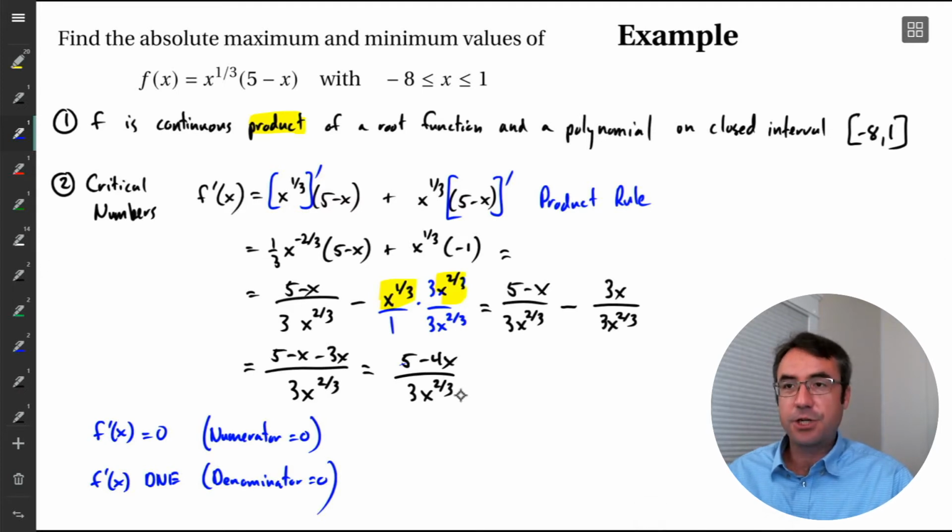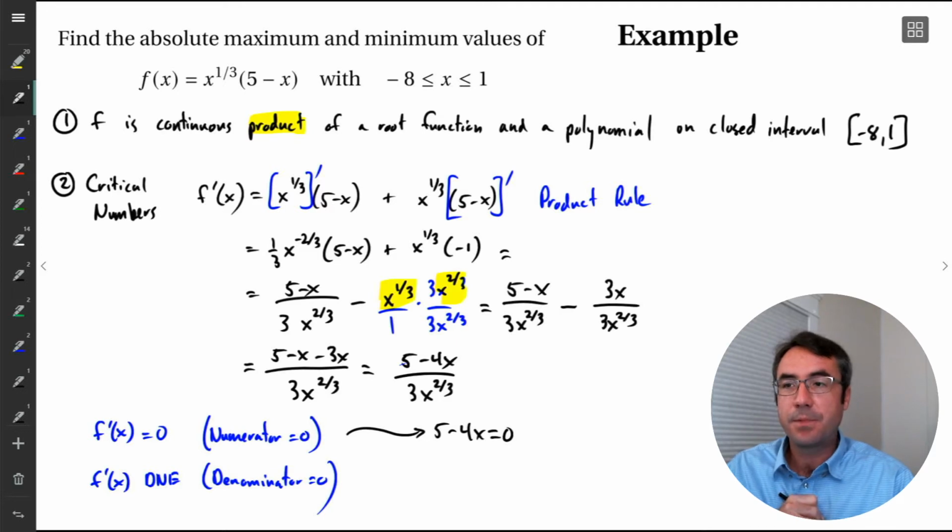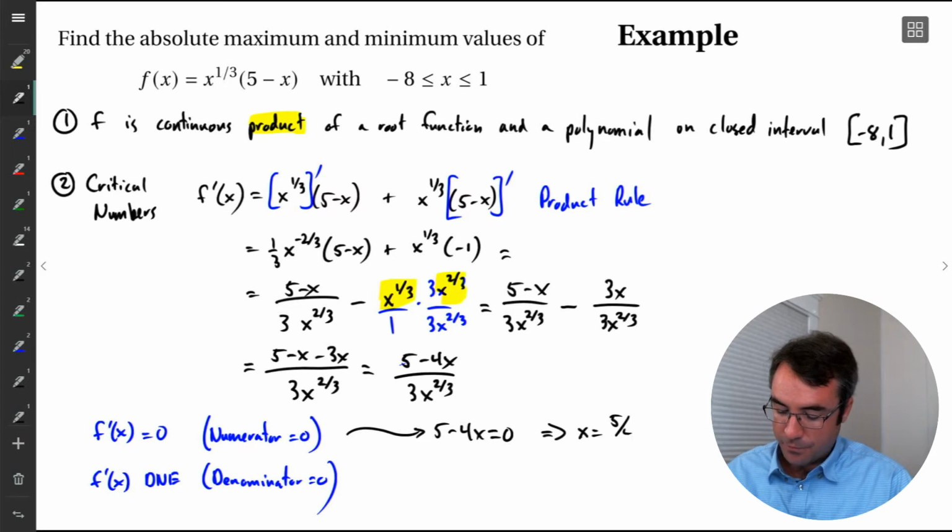We have this function here, and in order to find where the derivative is 0, we're going to just look at the numerator. And in order to figure out where the derivative is undefined, we're going to look at the denominator. So if we do that, we get 5 minus 4x. We set that equal to 0. And if we solve that for x, we get x is equal to 5 over 4.